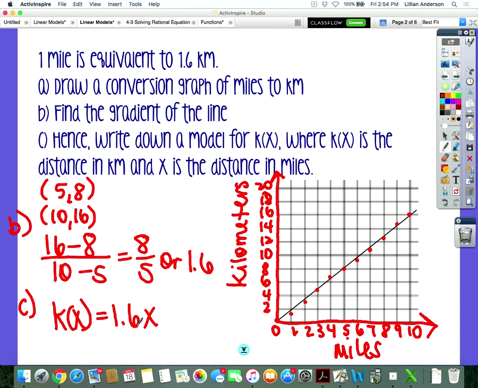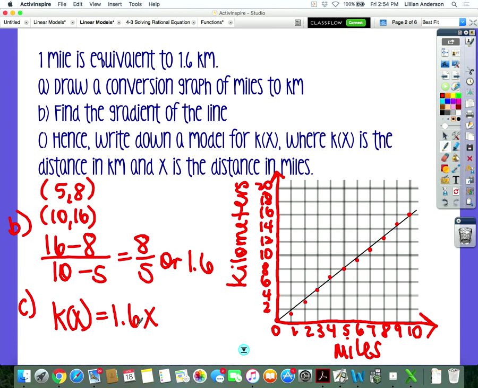Now, if I wanted to, I could ask you guys, okay, so now 1,000 miles is how many kilometers? What would you do? You plug it in. 1,000 times 1.6 to get 1,600. That's how many kilometers is 1,000 miles. You plug in 1,000 for x, because that is our independent variable, and we're looking for our dependent.